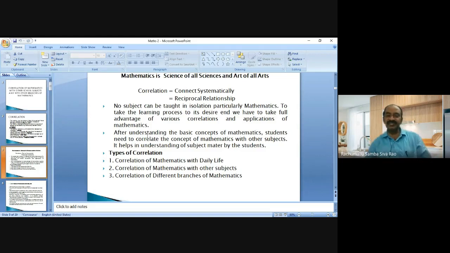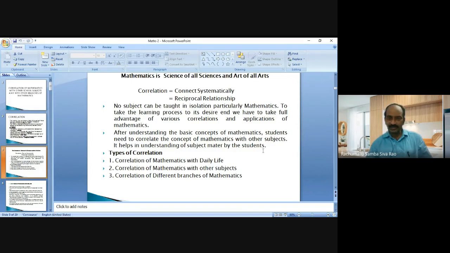After understanding the basic concepts of mathematics, students need to correlate the concept of mathematics with other subjects. So basically, we have to give the fundamental knowledge of mathematics to students initially. After that, we have to make them aware of the correlation of mathematics with other subjects. It helps students in understanding the subject matter.